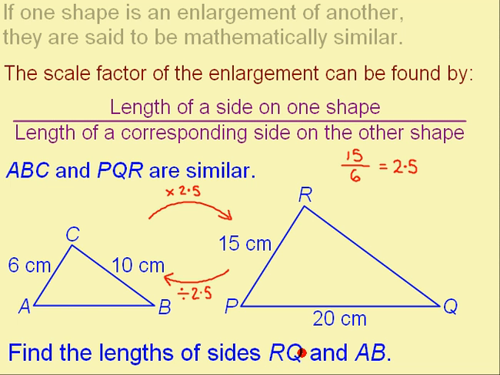So to find RQ, I can see that the corresponding side here is 10, so I multiply that by 2.5. 10 times 2.5 is 25, so the side RQ is 25 centimetres long. For AB, that's here, I can see the corresponding side is here, and that's 20. So I'm going to divide by 2.5. And 20 divided by 2.5 is 8. So AB is 8 centimetres long.